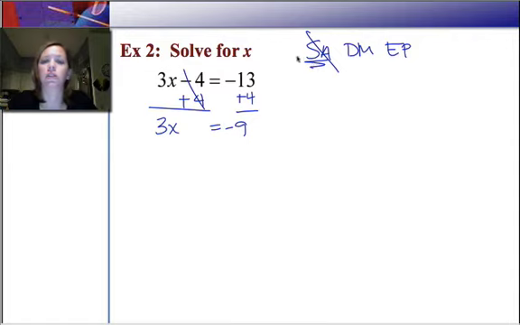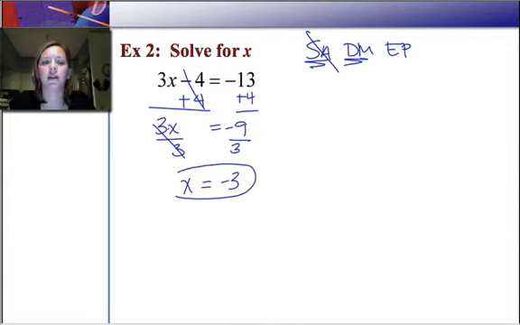Well, there was only subtraction. Now we don't have any division, but we do have multiplication, so we'll undo this multiplication by dividing both sides of the equation by 3. 3 divided by 3 is 1. Negative 9 divided by 3 is negative 3. So we took care of that, and we've solved, so there's no exponents or parentheses that we even need to take care of.